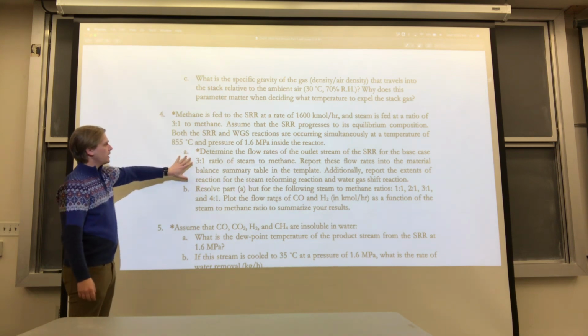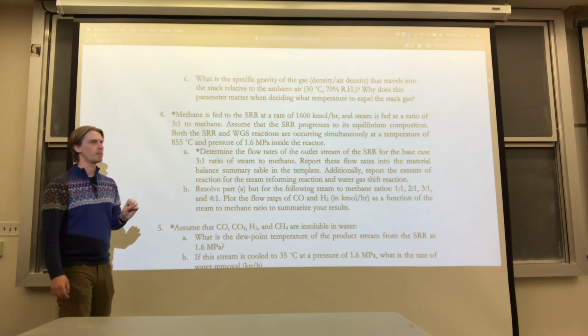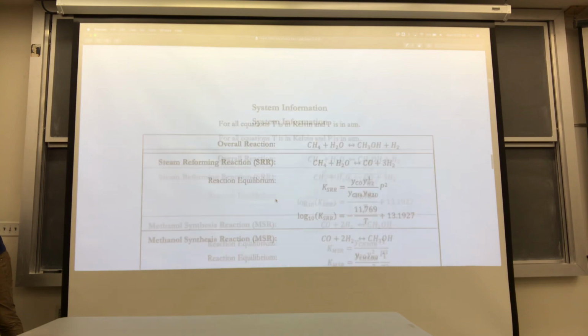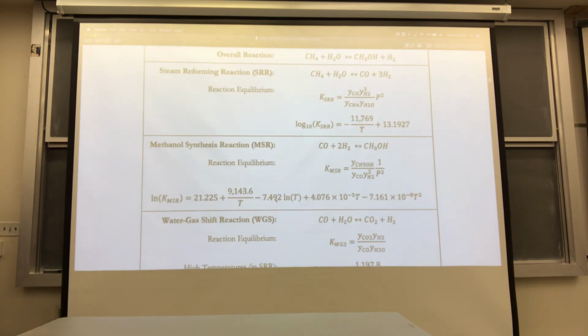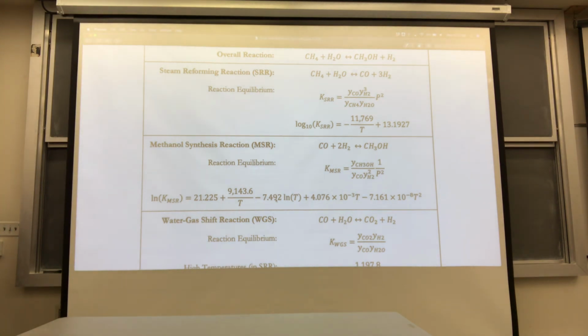So then what we're asking is, what is the composition of the outlet stream based on the chemical equilibrium and the conditions that are listed in the process flow diagram, right? So that is going to be the steam reforming reaction and the methanol synthesis reaction occurring simultaneously.